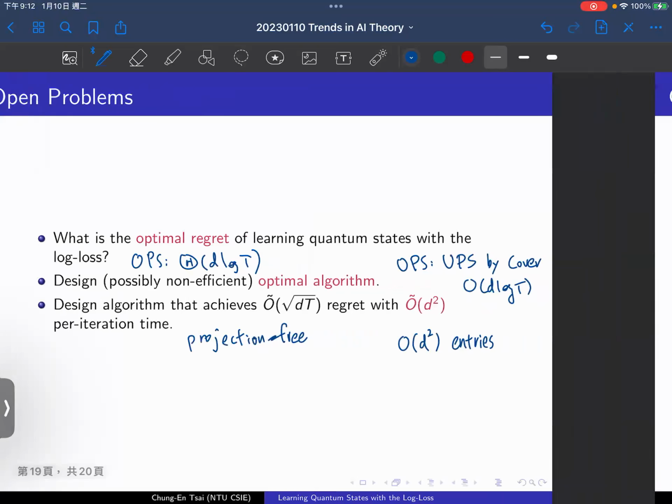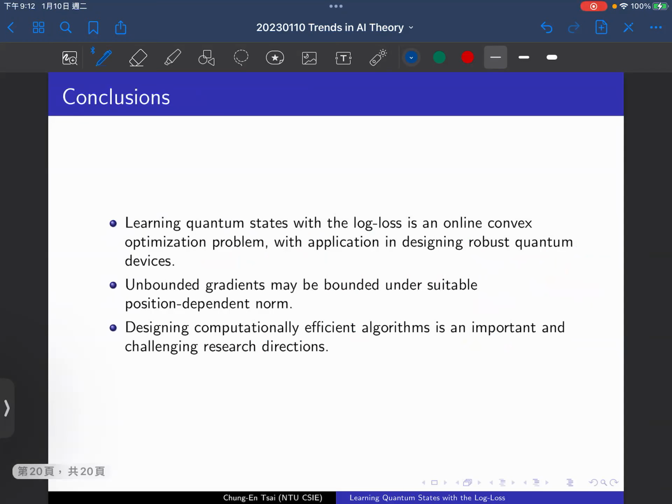Okay, so there are 3 conclusions. Learning quantum states with the log loss is an online convex optimization problem, and its applications include designing robust quantum devices by solving the MLQST problems.